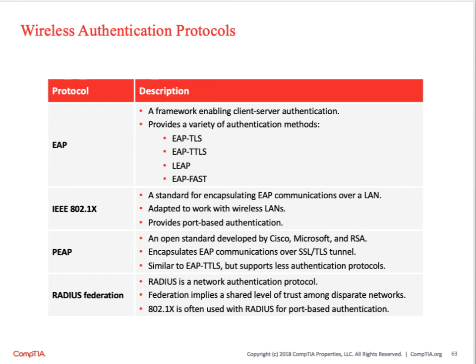And then we have RADIUS Federation. So RADIUS Federation is going to be a network authentication protocol, and federation is going to imply a shared level of trust between different networks, and this is going to be an 802.1X standard that is often used with RADIUS in order to carry out port-based authentications.